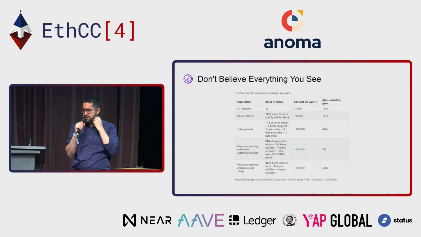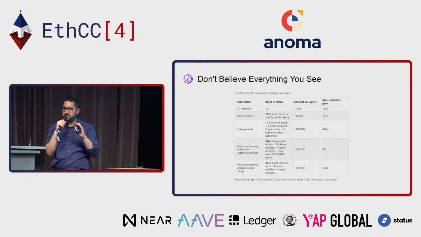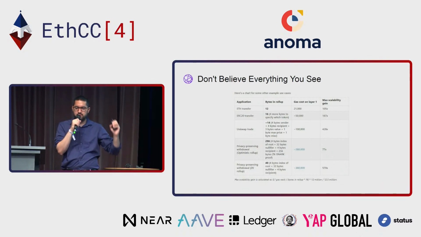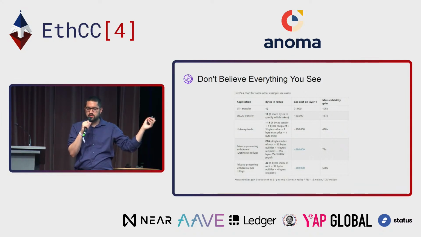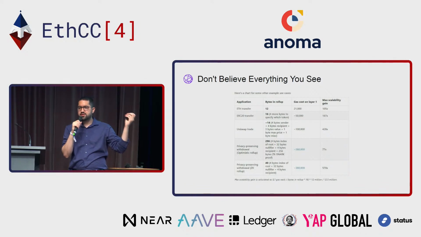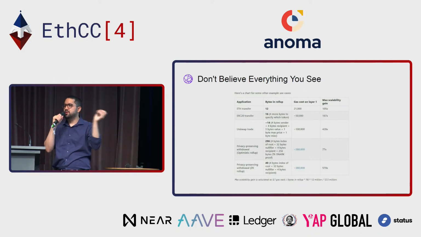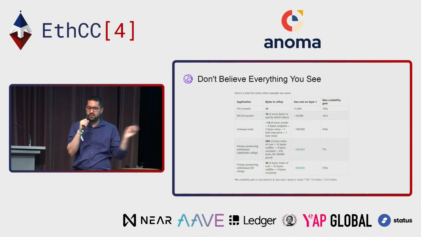Okay. And I want to emphasize here: don't believe everything you see about rollups online. You see posts like this that say, okay, I have an ETH transfer. It takes 12 bytes on a rollup. Therefore, you get 105x scalability by just putting your ETH transfer in an optimistic rollup. That's not at all how this works.